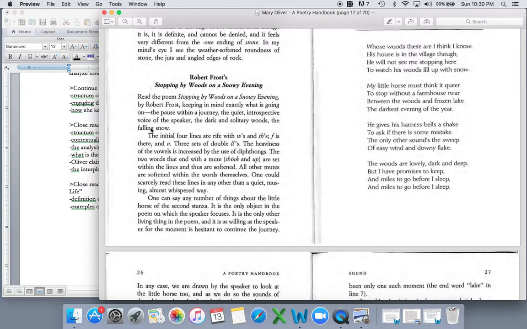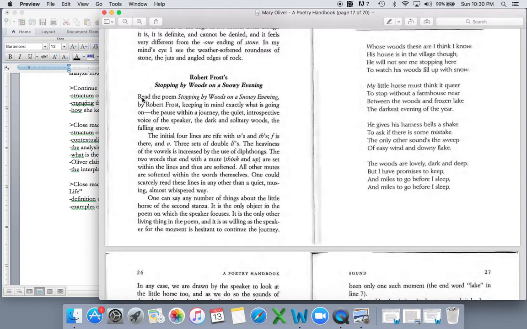I want to point out that I love what she does in this first paragraph. Something that you might want to consider doing for your audience as well. She doesn't just introduce Robert Frost's Stopping by Woods on a Snowy Evening and say she's going to analyze it, and then start analyzing how sound makes meaning. She gives us some contextualization to understand. She summarizes the poem to a certain degree for us.